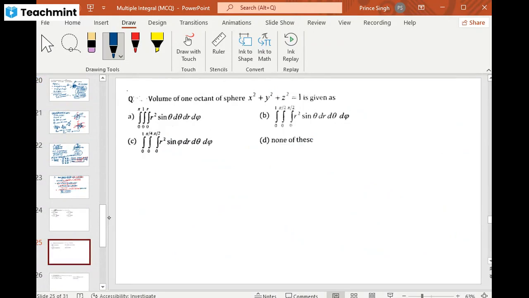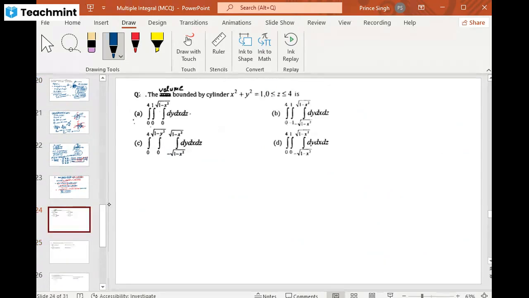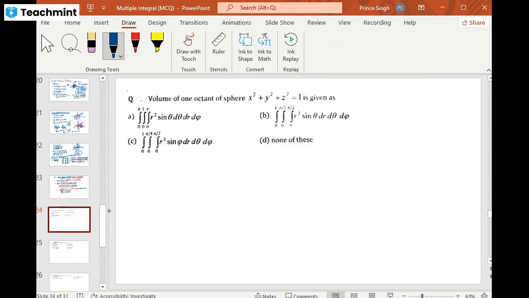Okay, let us move to the next question. Because we have already discussed the spherical polar coordinate system part, we'll consider this problem. The question is: the volume of one octant of the sphere is. One octant means, like I have already discussed, that this is a complete sphere.